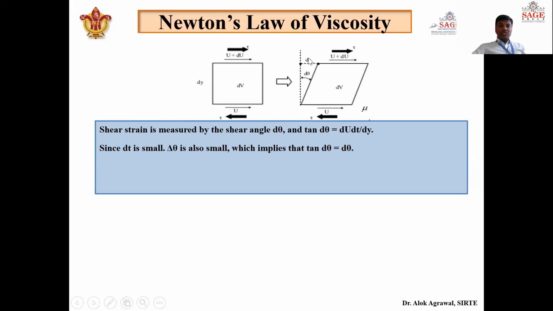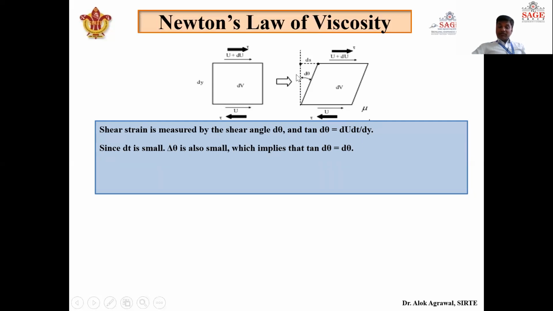This ds is a distance which is also the multiplication of velocity and time. So the velocity of the upper layer is du more than the lower layer. So relative velocity is du between these two layers, and the time is dt that we have taken. So this ds distance is du into dt, divided by dy. So tan d theta can be written as du into dt by dy.